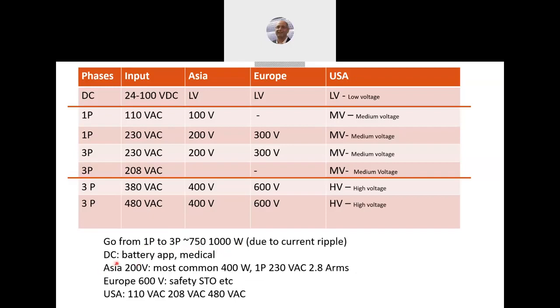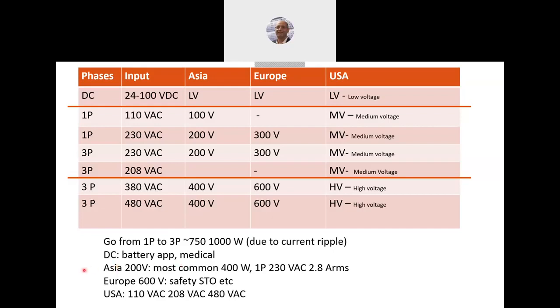DC is usually battery application, medical application, where they want to be below 60 volt, application like that. And we see more and more, like AGV and all medical, they are trying, because of certification, to be below 42.